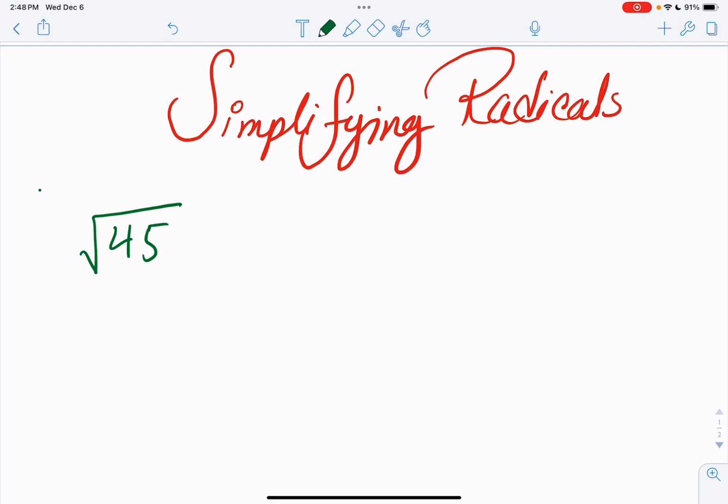This is not a perfect square, so when we put this into the calculator, we get a decimal answer. So we want to look for something that is a little bit simpler than a really long decimal. In order to simplify, we look for a perfect square that goes into our radicand. So 45 is the radicand. The number under the radical is called a radicand.